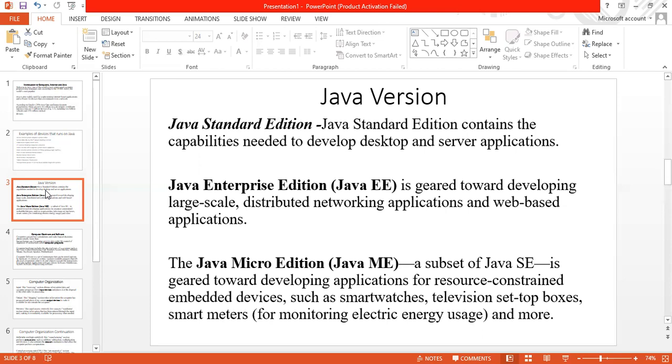Also, the third version of Java is the Java Micro Edition. It is a subset of the Java Standard Edition that I mentioned earlier. This is geared towards developing applications for resource-constrained embedded devices. What do I mean? I am talking about our smartphones now. Even in our homes, our appliances today, we can communicate with them. These are typical examples of the Internet of Things, known as IoT.